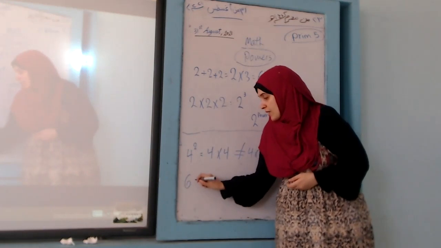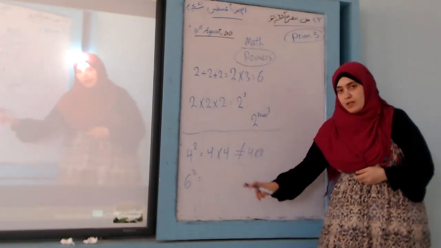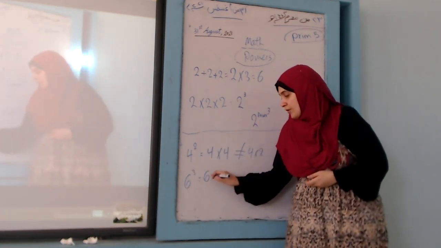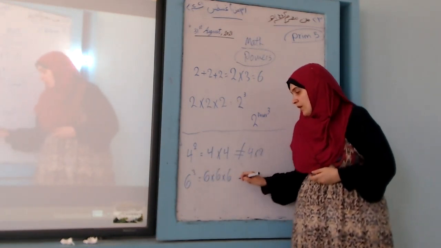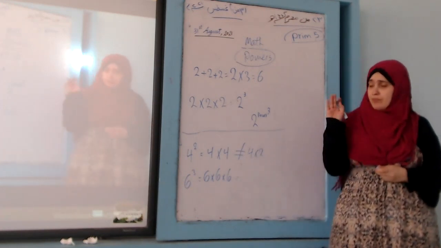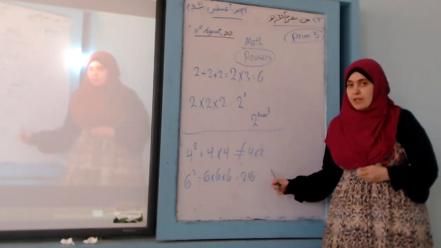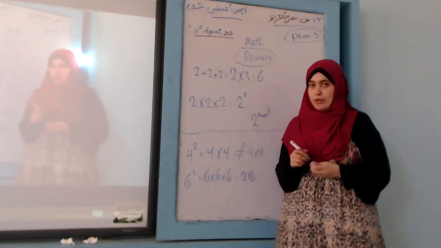Again, if I have 6 power 3, it means that 6 is multiplied by itself 3 times. So I have 6 multiply 6 multiply 6. It's 6 multiplied by itself 3 times. The answer will be 216. It's not equal to 6 multiply 3.